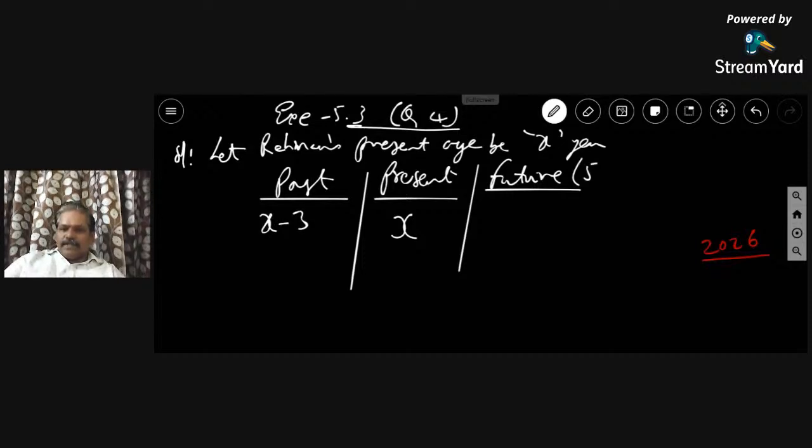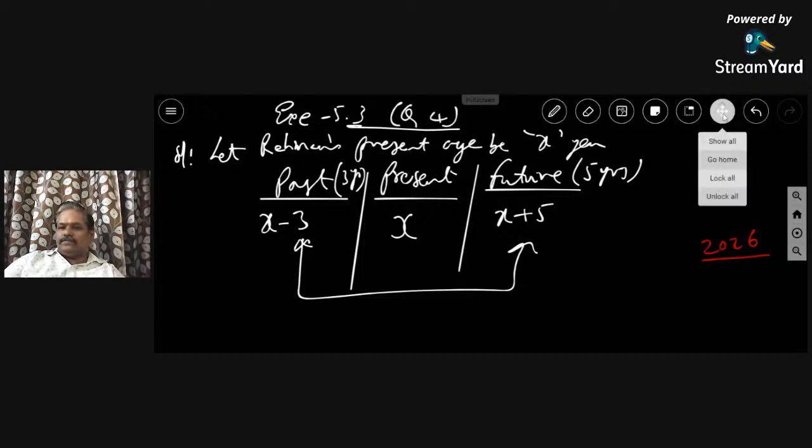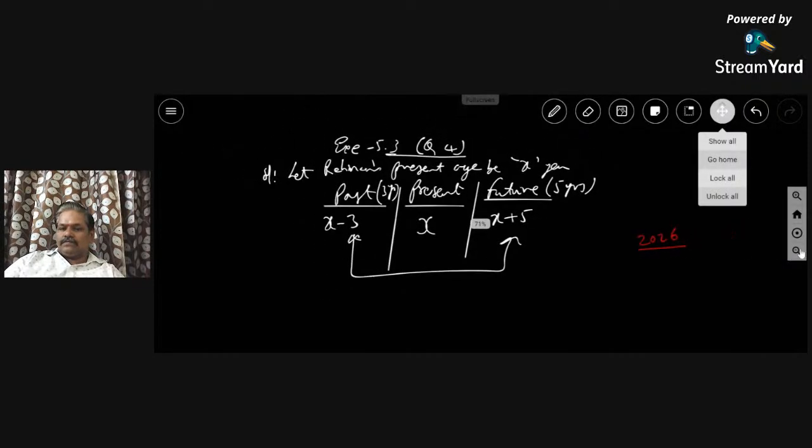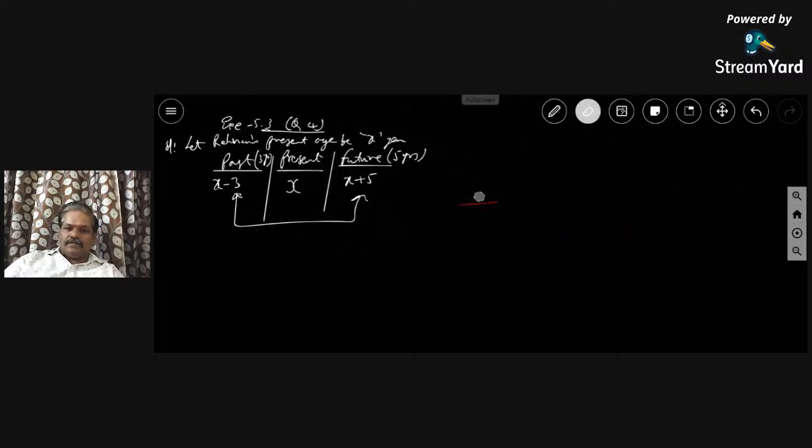After 5 years, it is mentioned 5 years from now, 3 years past. So x plus 5. Now the question is the sum of these two, the past and the future, its reciprocal sum is equal to 1 by 3. So, moving this aside, 1 by x minus 3 plus 1 by x plus 5 is given as 1 by 3.